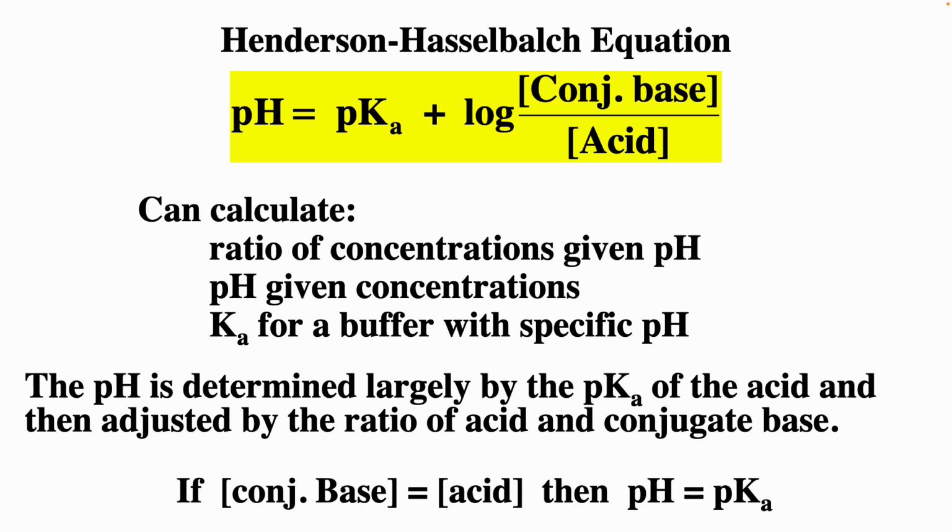Notice that it tells you that the pH is determined largely by the pKa of the acid and then adjusted by the ratio of acid to base. And I should also mention that if the concentration of the base equals the concentration of acid, that fraction would equal 1. Log of 1 is 0. And so if your concentration of base equals concentration of acid, then the pH equals the pKa.